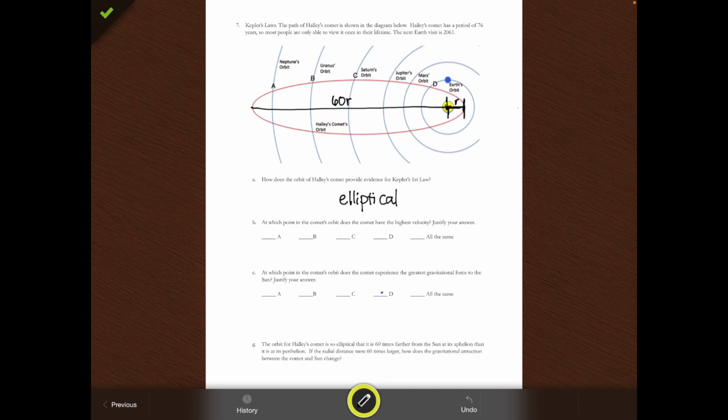Halley's Comet proves that orbits are elliptical, and hence proves Kepler's first law. The comet's orbit is fastest when it's closest to the sun. At point D, the radial distance is small, so that makes it have a higher velocity and a greater gravitational force. It has the highest velocity when it's close to the sun, because when it's close, it experiences a larger force due to gravity. Having a larger force means it travels at a faster speed.